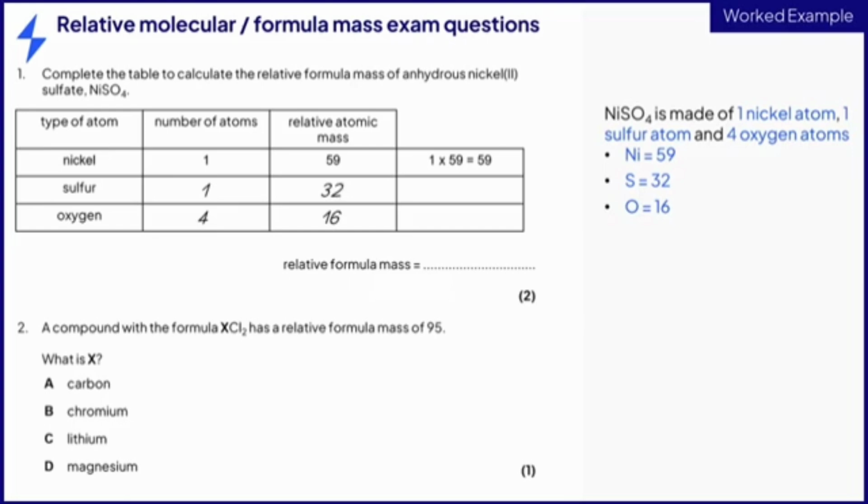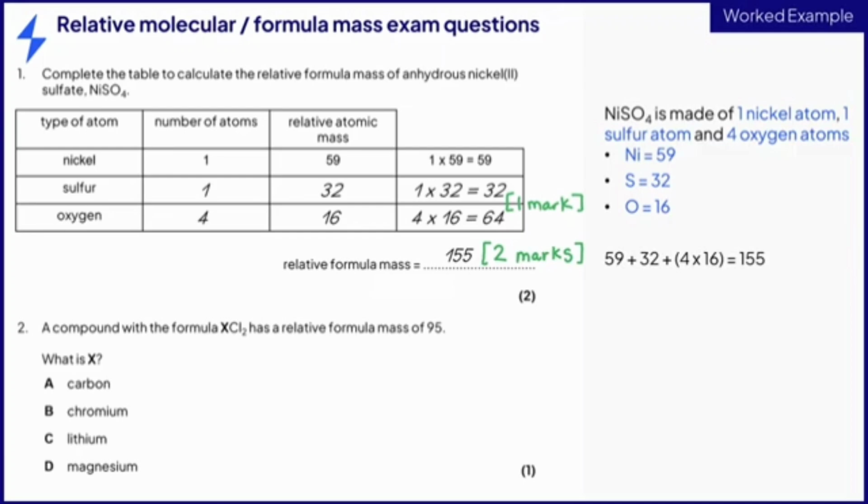In the question, nickel is given as an example, 1 times 59. So, sulfur contributes a total mass of 1 times 32, or 32. And oxygen contributes a total mass of 4 times 16, or 64. The total mass of NiSO4 is therefore 59 plus 32 plus 4 times 16, which equals 155 for 2 marks. If you did not get a final answer of 155, you can still gain 1 mark for either the sulfur row being correct or the oxygen row being correct.